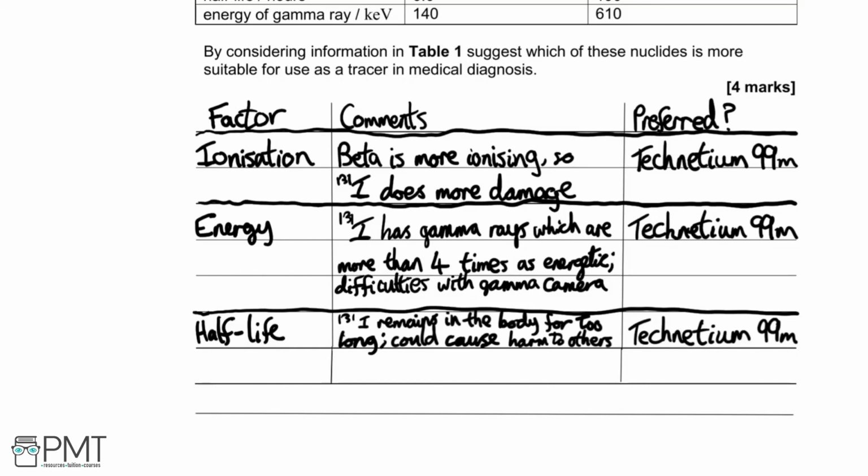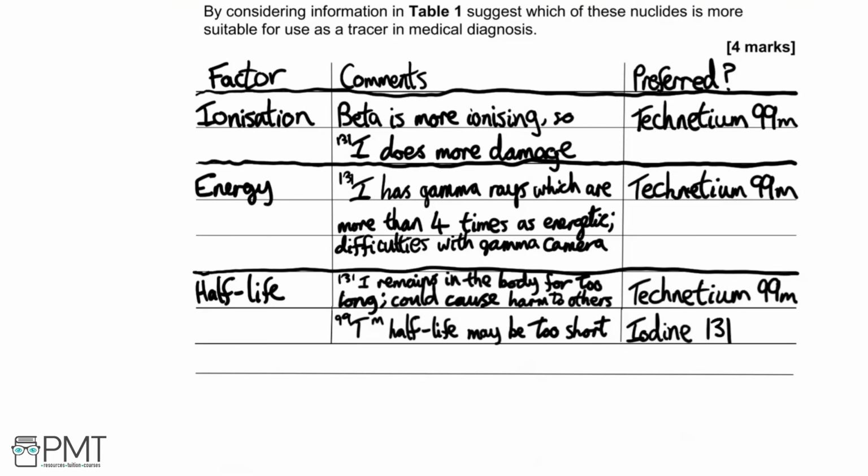Now the last point I'm going to make is going to be on half-life again, but actually a downside of the half-life of technetium-99m being that it could be too short for the appropriate image to be taken. So on that basis, it may be that we prefer iodine-131. So on half-life, it could actually be a tie. There are pros and cons to both. But as you can see from the overall table, it would be preferable to use technetium-99m. So that's what you're going to put in your conclusion.